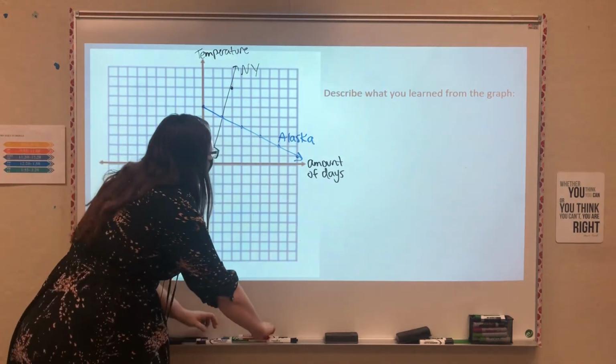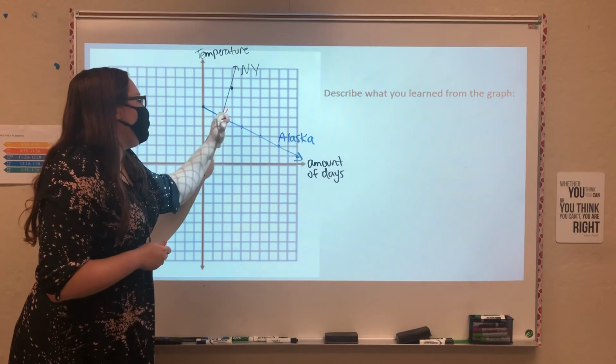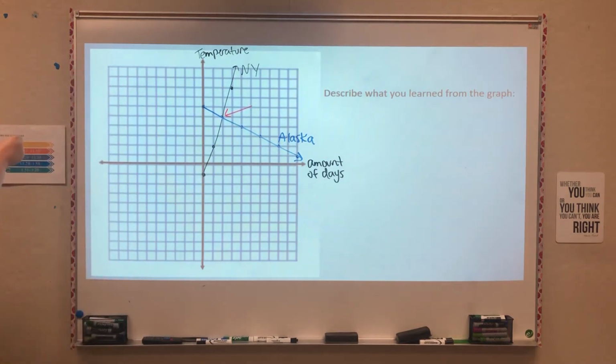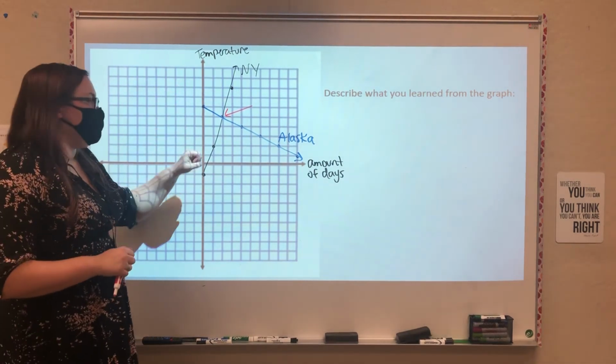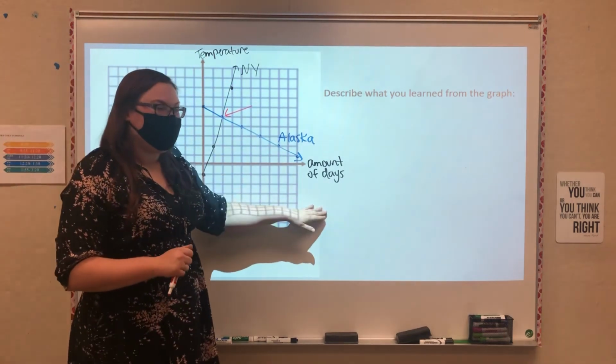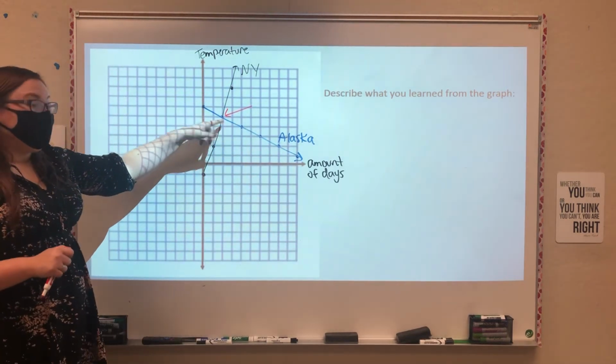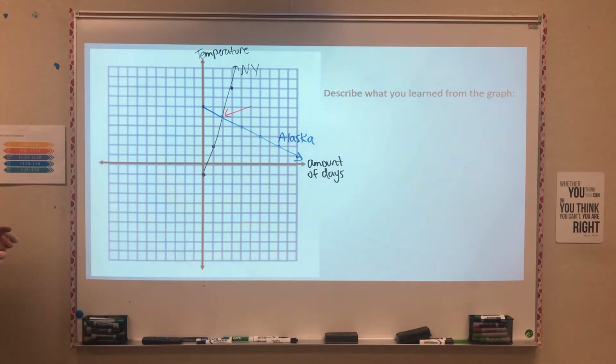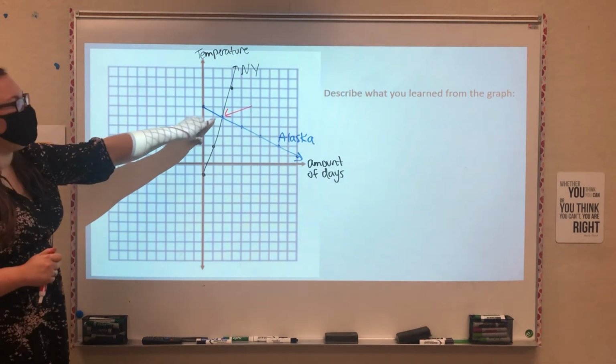I'm going to grab a red marker. Yesterday, we had been really focusing on that intersection point when you're talking about systems. Before, we just called it the solution point, and we were done with it. Here, because our system is talking about something, it's talking about temperature, the amount of days, this point means something. It's significant in this problem. What does that point right there tell us?